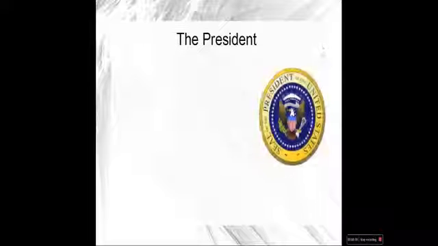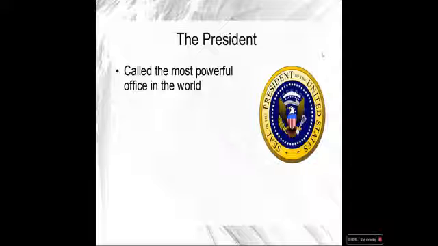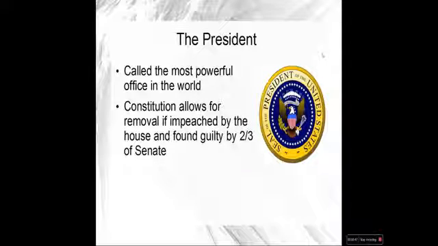So let's begin. Many scholars have called the American presidency the most powerful office in the world. However, the president is not above the law, and the Founding Fathers made provisions for his removal from office should he ever break the law. The Constitution provides that the House of Representatives can impeach the President for high crimes and misdemeanors, and that the Senate might then remove him from office providing 2/3 of its members find him guilty as charged.